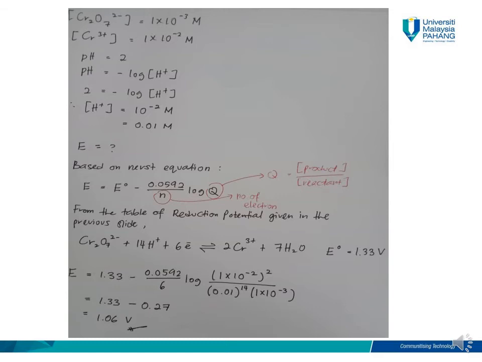And now you need to calculate the E cell. Based on the Nernst equation, you can easily use the formula that we already looked at in the previous slide. You need to know that n is the number of electrons transferred and Q is the ratio of product towards reactant. In order for you to understand what E naught is, you need to refer to the table of half-cell reactions.